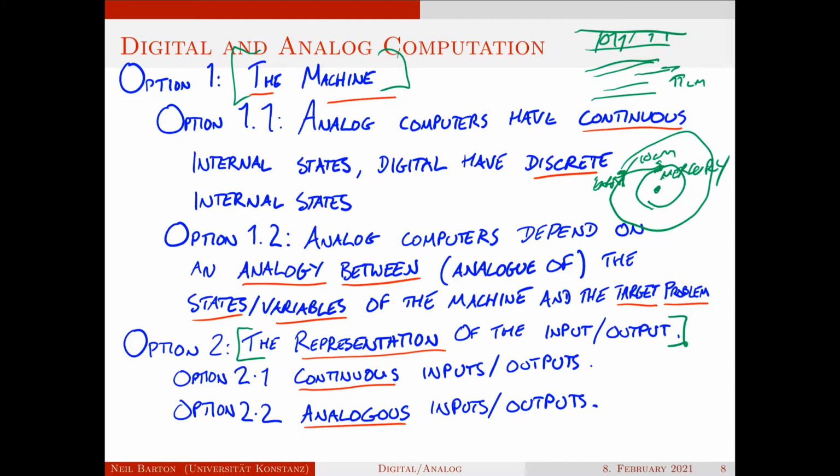On the one hand, we have continuous internal states, and on the other, we're trading on some sort of analogy. Okay, this is exactly mirrored within option 2, where we talk about the representation of the input-output rather than the internal development of the machine. So we've got exactly the same options. One is that the input-output are continuous variables rather than discrete. And the other option is that the input and output are somehow analogous to the relevant phenomena of the structure that we're trying to compute.